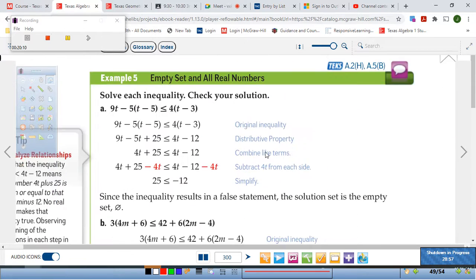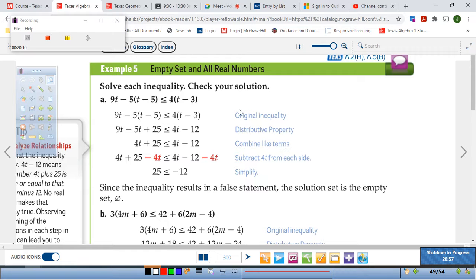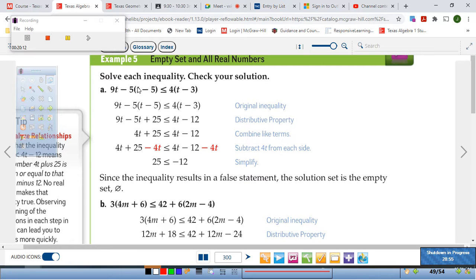So let's come out here real quick. Solve each inequality, check your solution. So we do this. We distribute here, do this work. Now, is this true or false? So I did this work and it gave me some weird thing like this. What does that mean? That means, is this true or false?